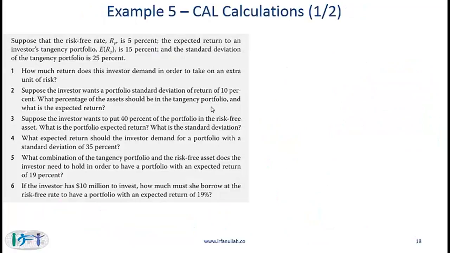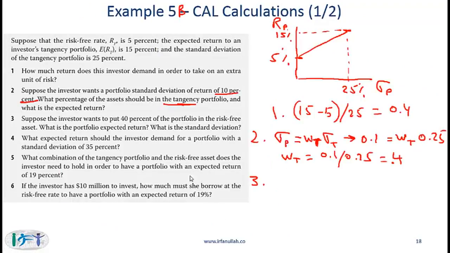Now I want you to work through example 5. So here is what you do. First thing I suggest is you simply draw the picture. So this is showing the risk-free asset 5%. The tangency portfolio has a return of 15% and a risk of 25%. We don't really need to create the efficient frontier over here.